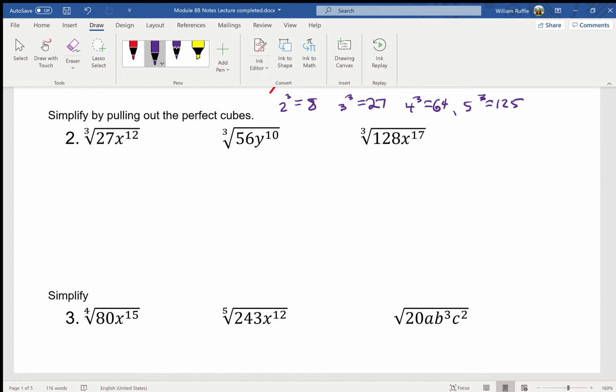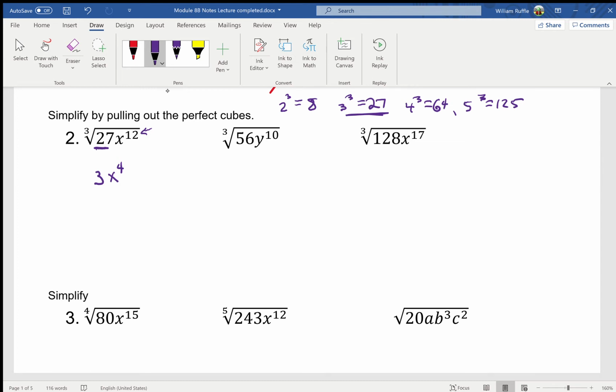All right, so now this first one, 27, I know that's a perfect cube because that's what 3 cubed is. Now, is the exponent 12 a perfect cube? Well, I do my exponent divided by the index. 12 divided by 3 is 4. So any multiple of 3 is a perfect cube. The cube root of 27 is 3. 12 divided by 3 is x to the 4th. And that is done correctly. They're both perfect cubes in there.